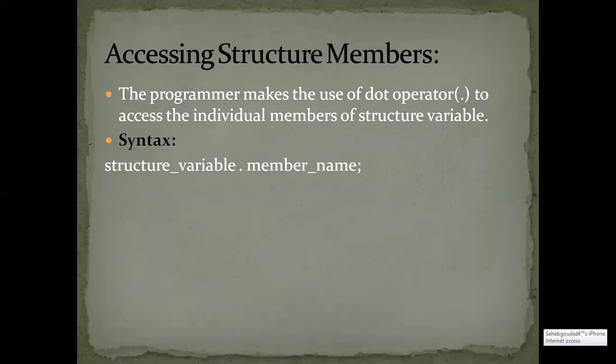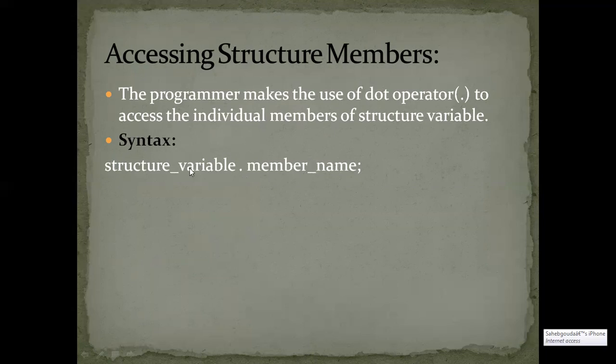Next is accessing structure members. We have seen what the members and types are. So how can we access the structure members? The programmer makes use of the dot operator. I told you, what is the importance of the dot operator? The programmer makes use of the dot operator to access the individual members of a structure variable. Here is the syntax: structure variable dot member name. So this is the dot operator. Understood? In the previous example, we used s dot roll number.